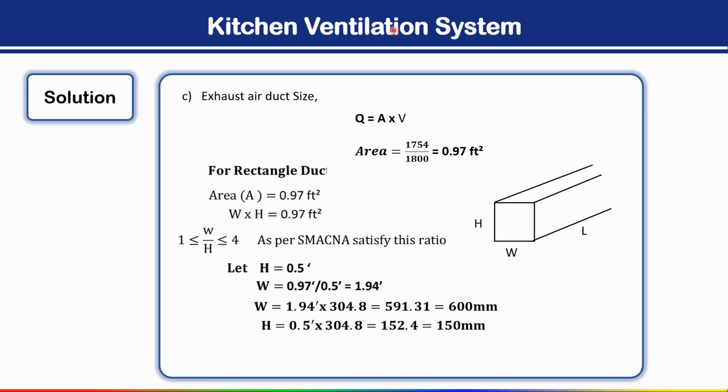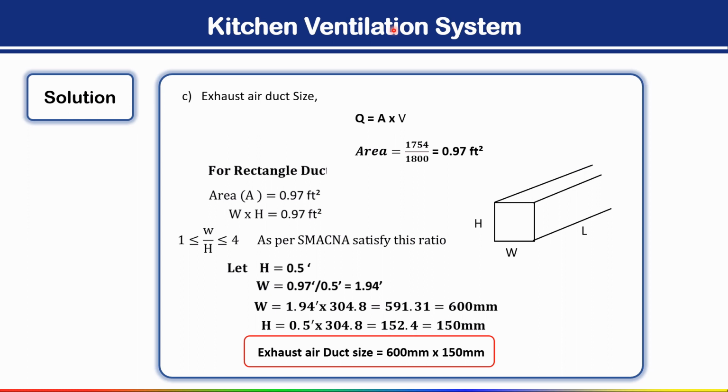So here the width of the duct is 600 mm and the height is 150 mm. In this way we have to do the calculation. So the exhaust air duct size we have calculated is 600 mm into 150 mm.